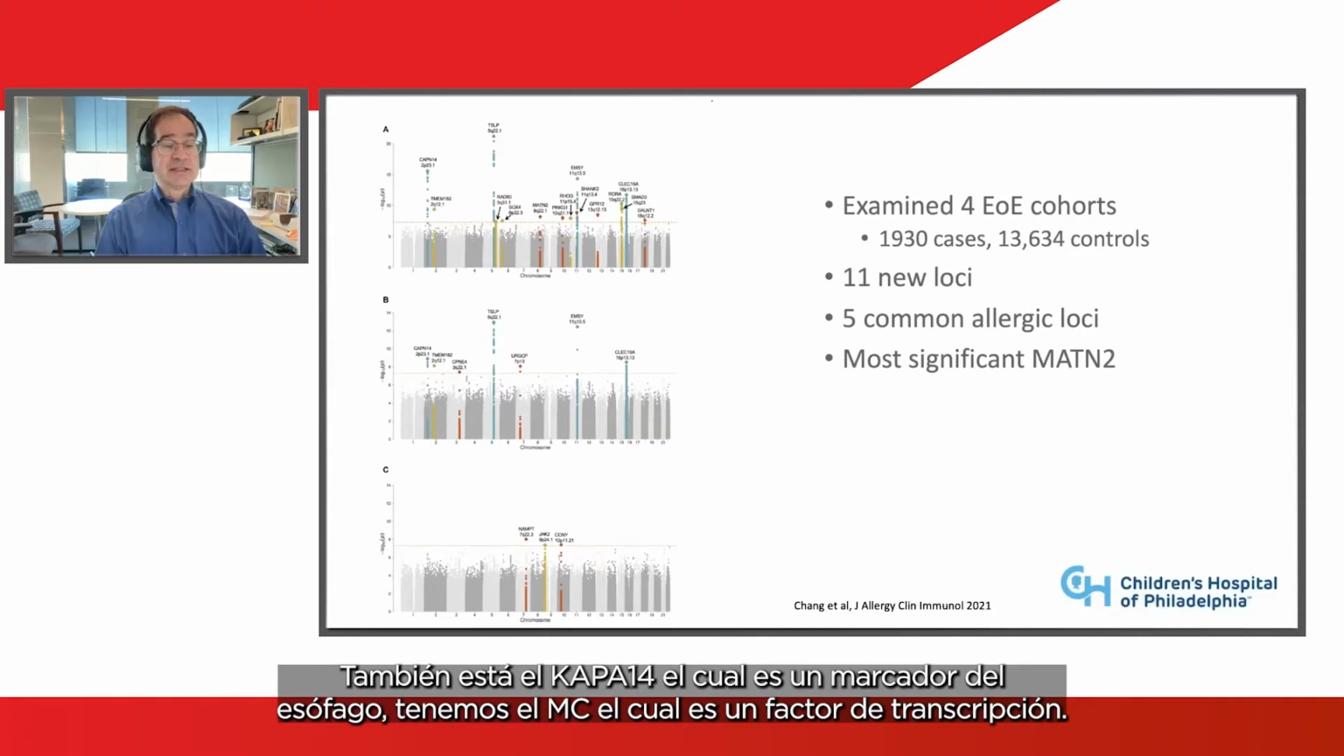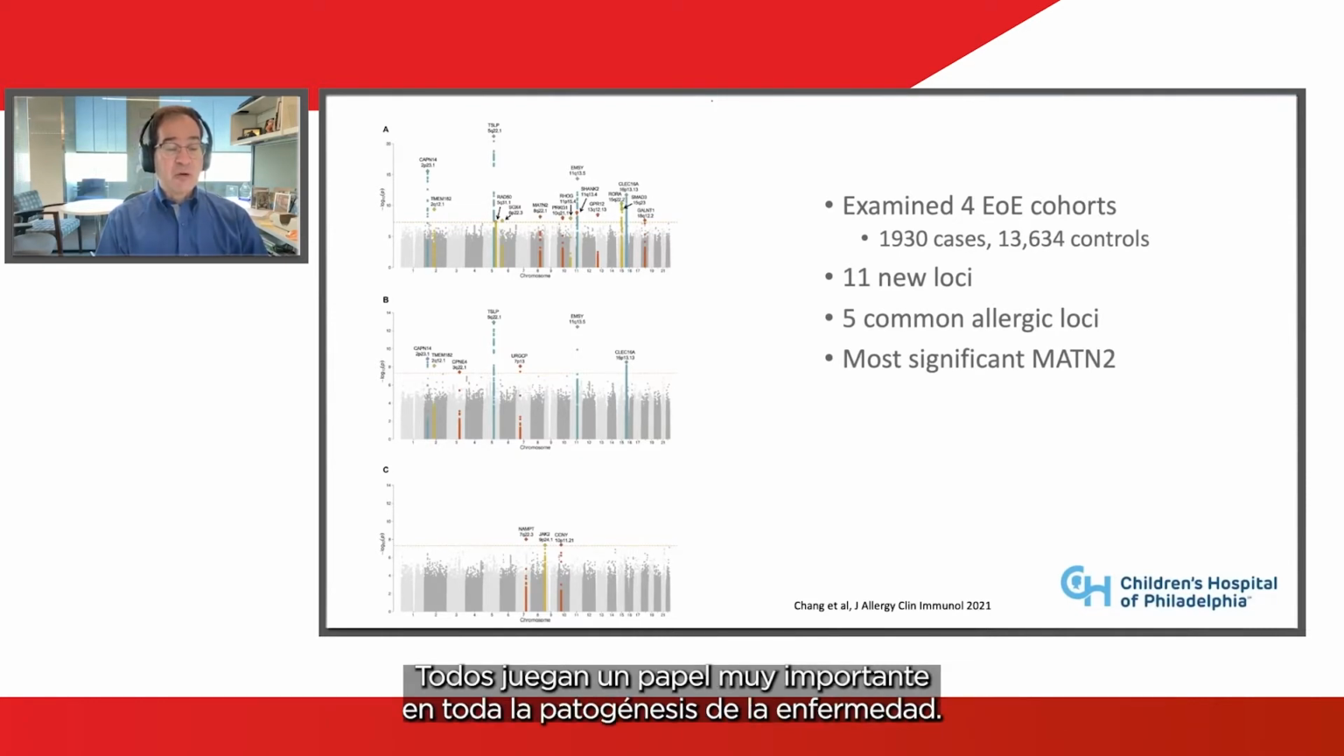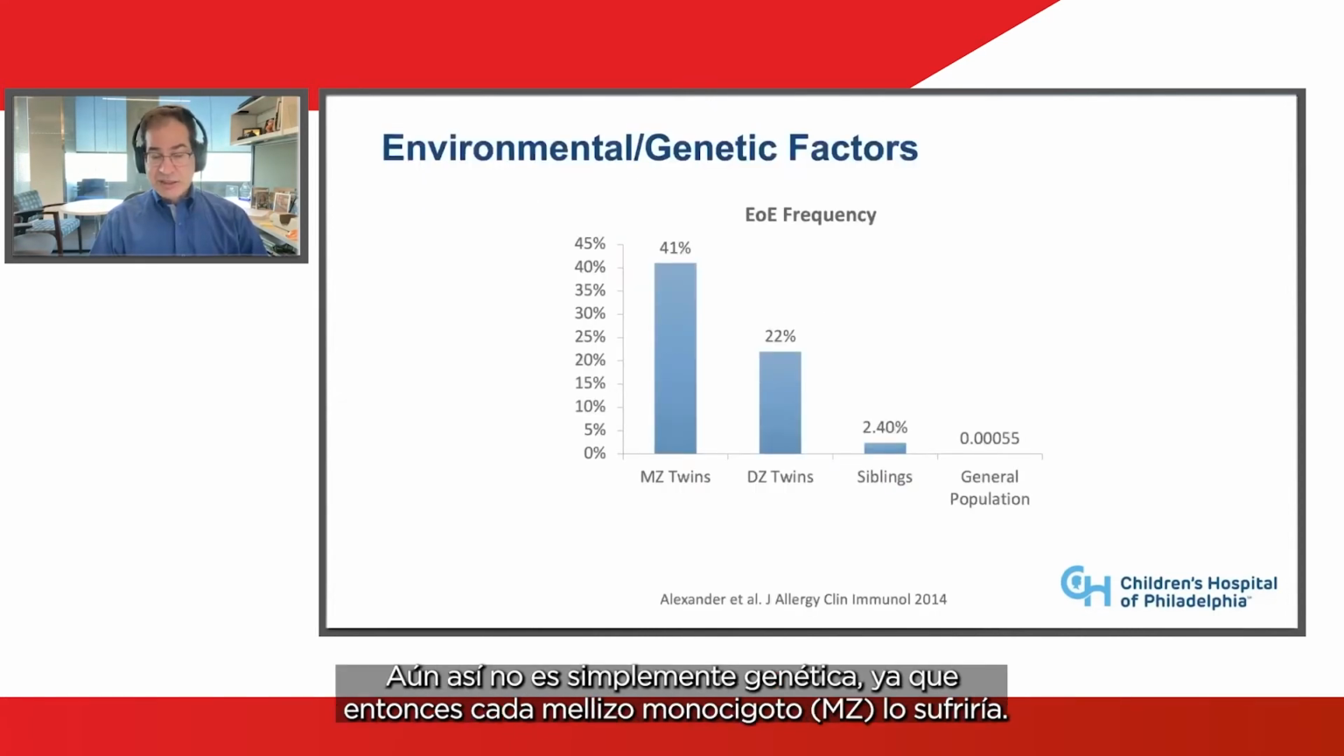There is calpain-14, which is an esophageal marker, and then there's also MYC, which is a transcription factor. All play a role in the general pathogenesis of the disease. But it's simply not genetics, because if it was, then every monozygotic twin would have it.